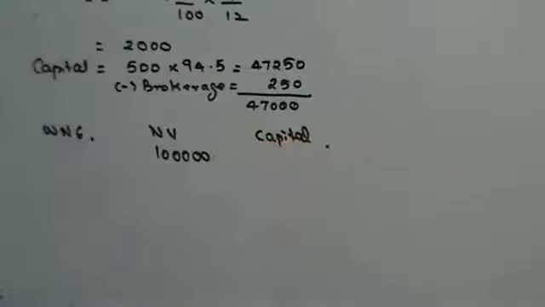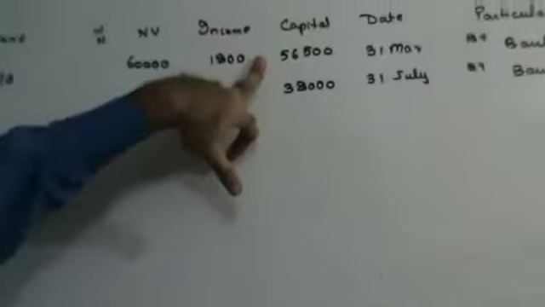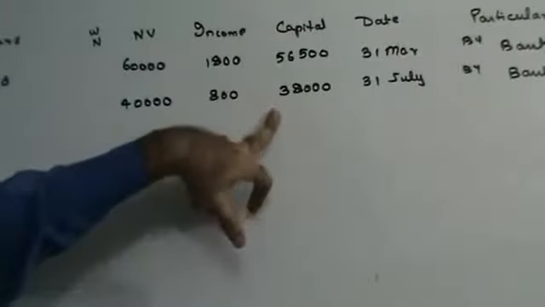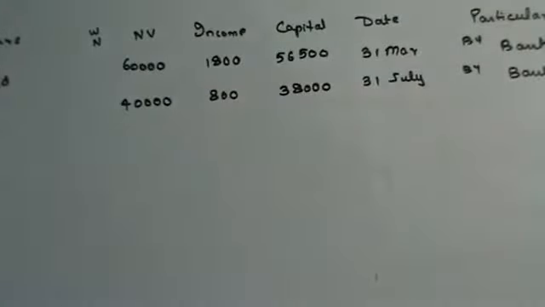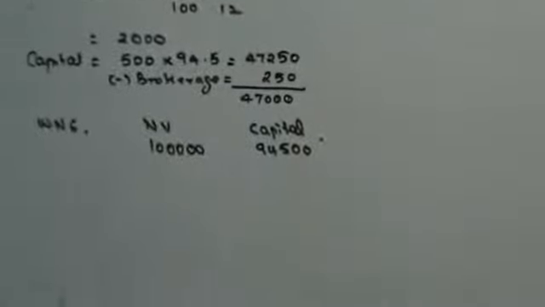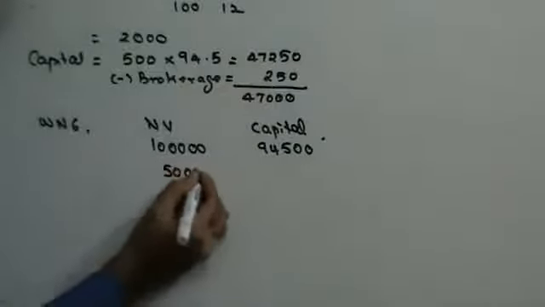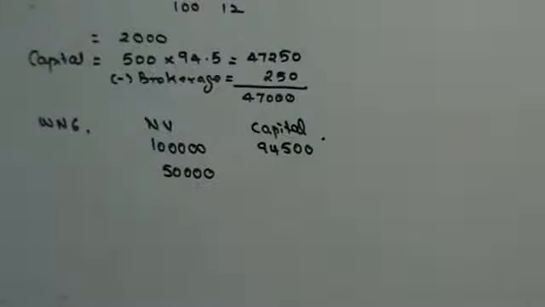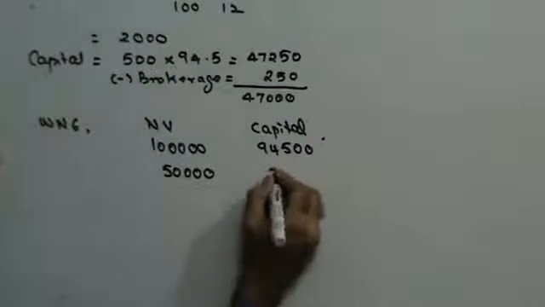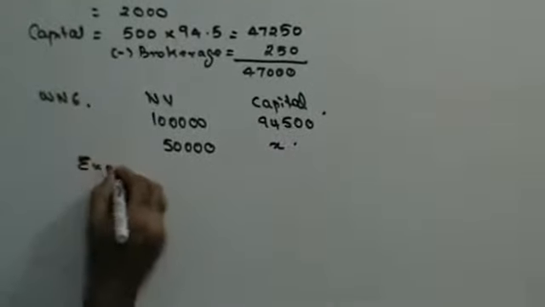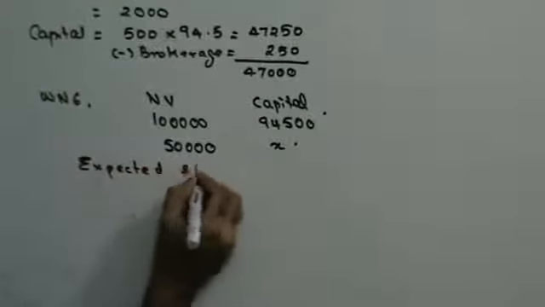And at what price had I purchased? Someone please add this. 56,500 plus 38,000. 94,500. I had purchased them for 94,500. I'm considering all the transactions before the date of sale. Now I'm selling for 50,000. I'm selling government securities of face value of 50,000. So in that case, how much should my expected selling price be?